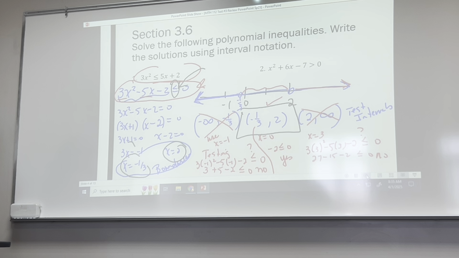So the final answer on this one, the solution to this inequality, is the numbers from negative 1/3 up to 2, including those end values. Again, we're changing to a bracket because your inequality said less than or equal to. Now, if it just said less than, I would've left it parentheses, right? So because it's less than or equal to, these open dots actually could be closed. But the answer I'll be looking for is the interval, not the graph.